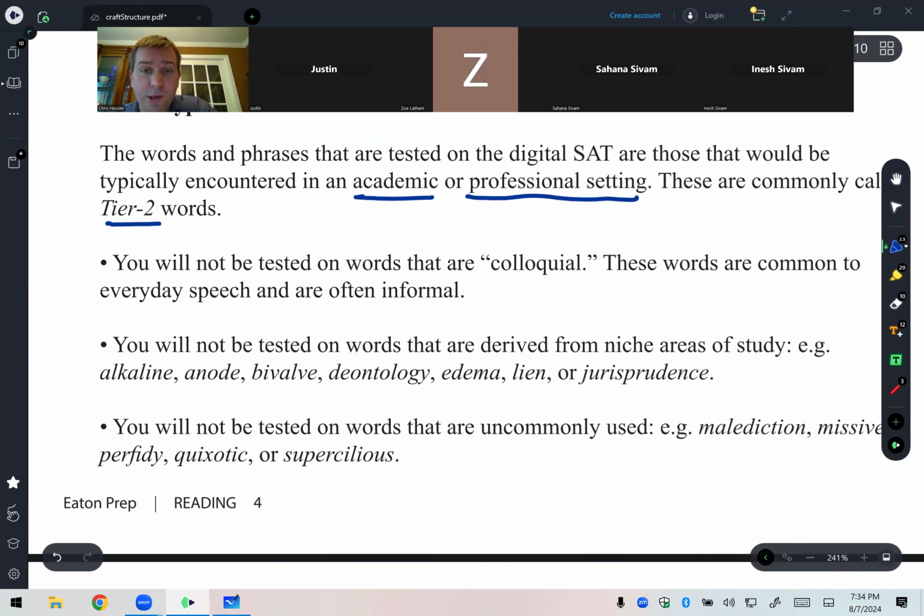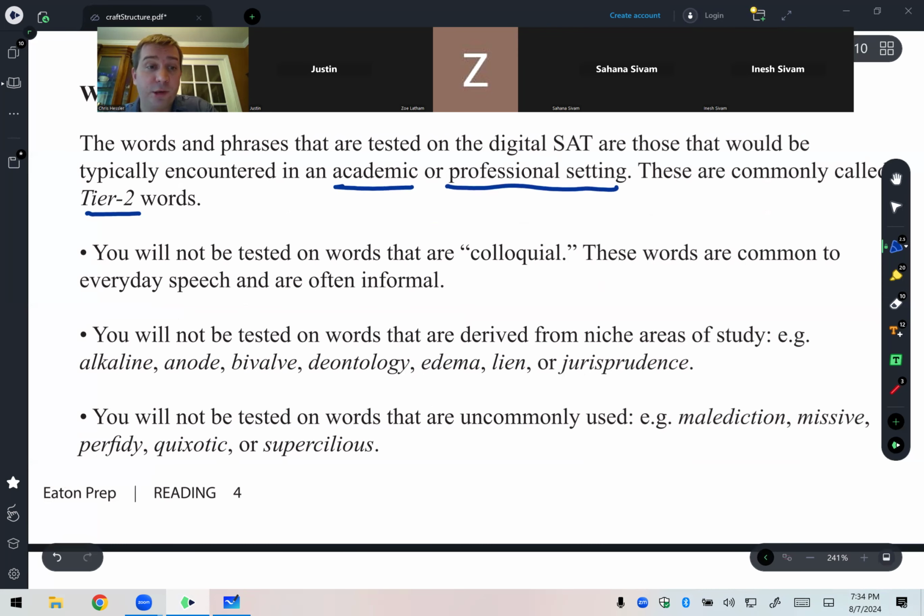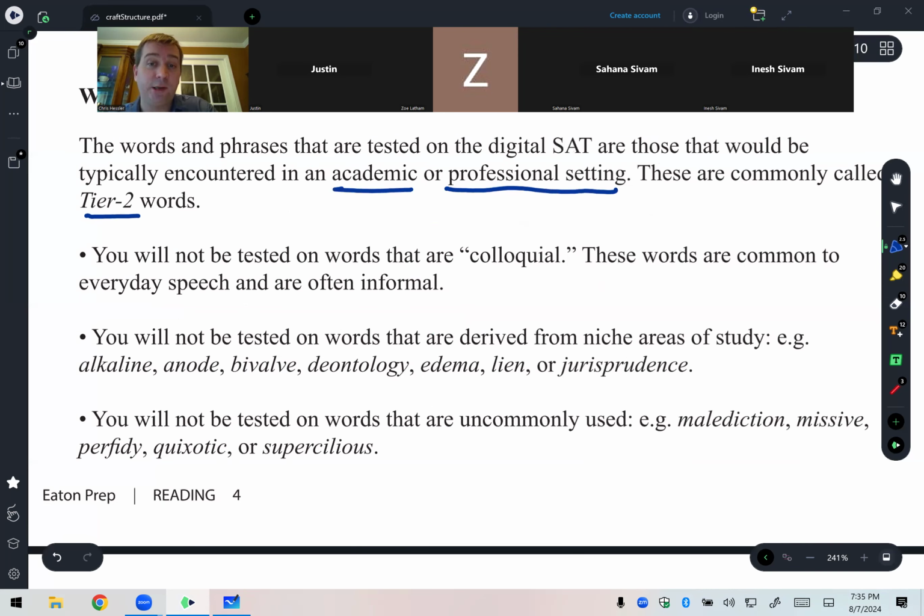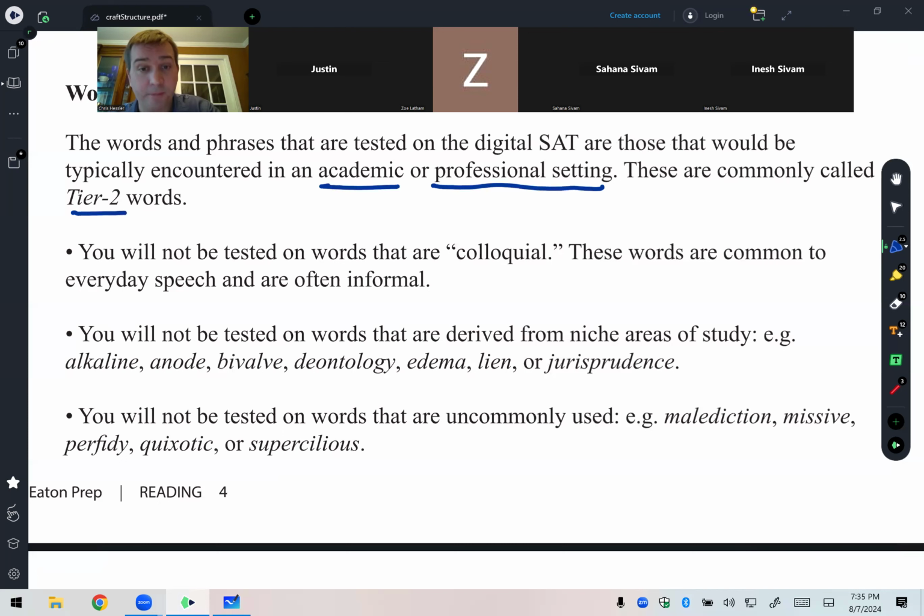You will not be tested on words that are uncommonly used. So here are those tier 3 words. These used to be on the SAT. They are no longer on the SAT. They're not going to test you on a word like malediction. Well, what is diction?